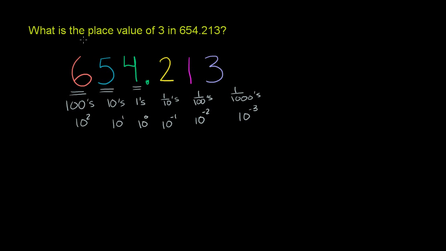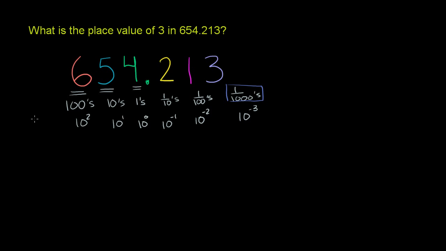Now, just to answer the question, what is the place value of 3 in 654.213? The place value is thousandths. And that would essentially answer their question. But to make sure that we really understand what this means, I'm going to rewrite this number.